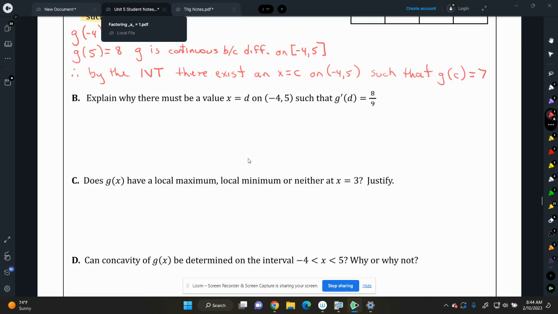So g of x is continuous on [-4, 5], and differentiable on (-4, 5). I wish I had my theorems up here. I don't know why they're not there.